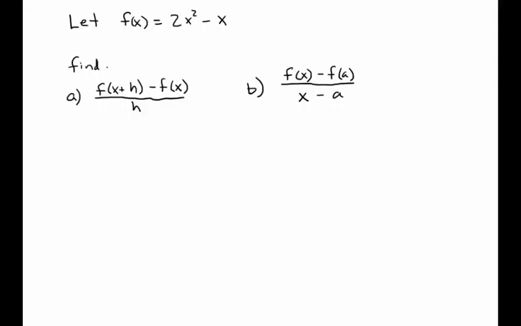So for example A, we have f of x plus h, which means we're going to place x plus h in for each of the x's in our function. So we have 2 times x plus h squared, minus x plus h, minus f of x. So we have minus 2x squared minus x, divided by h.